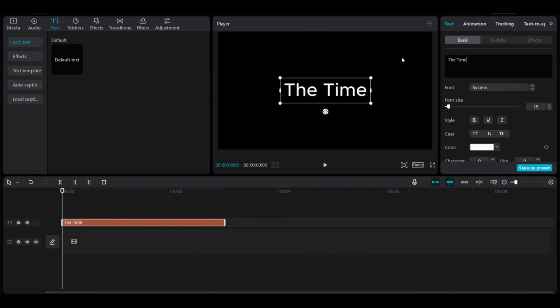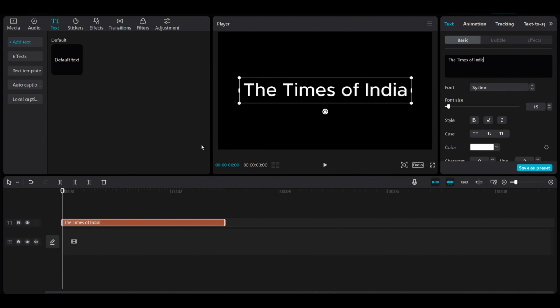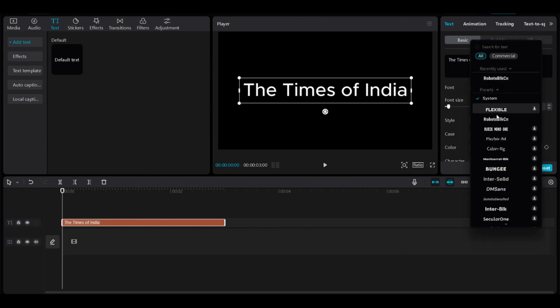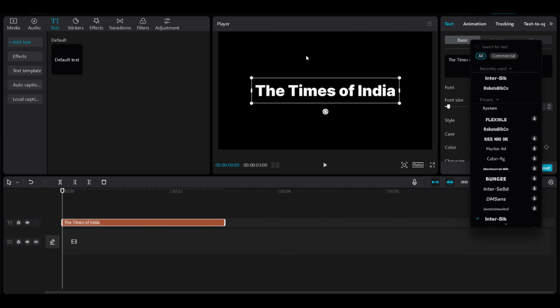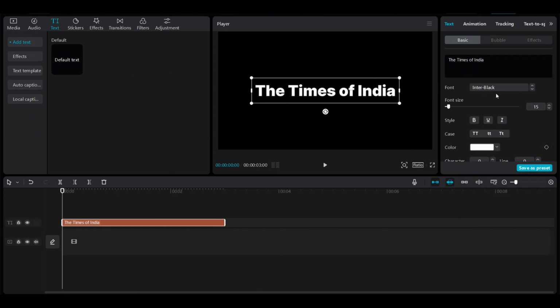The Times of India I have written, and you can change the font style. Any font you can choose from here. So I'm choosing this Times of India font, interact black.